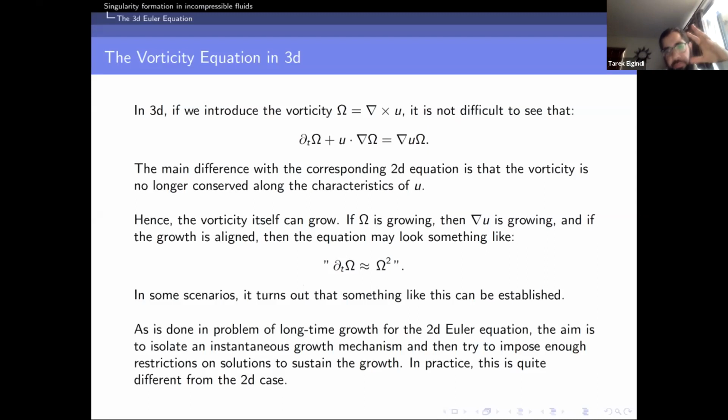As is done in the problem of long-time growth for the 2D Euler equation, our goal is to isolate some kind of instantaneous growth mechanism, which again will be hyperbolic points. And then you try to impose restrictions on the solution to sustain the growth. Like in 2D, we mentioned this thing about symmetries, and the symmetries will give you that there's always a hyperbolic point at the origin. Now you want to think of slightly more sophisticated versions of that idea in 3D.